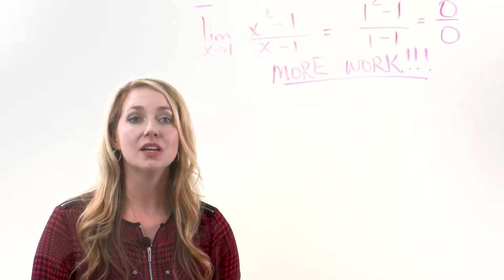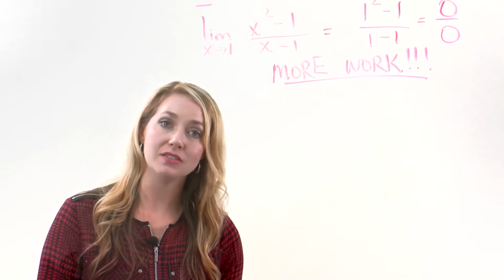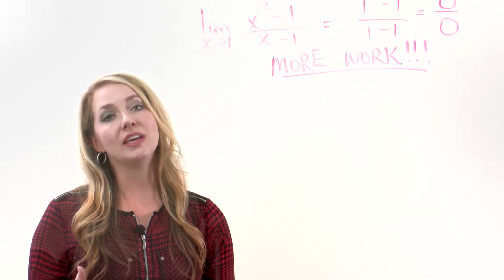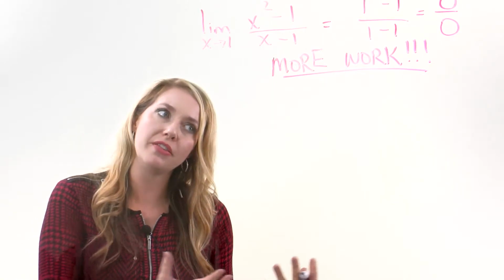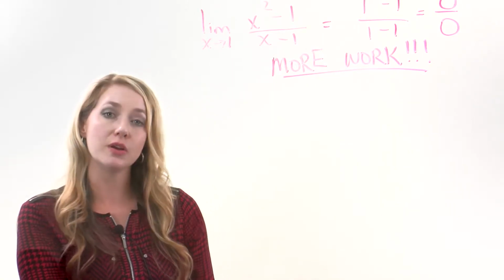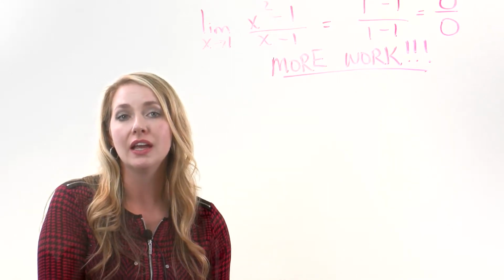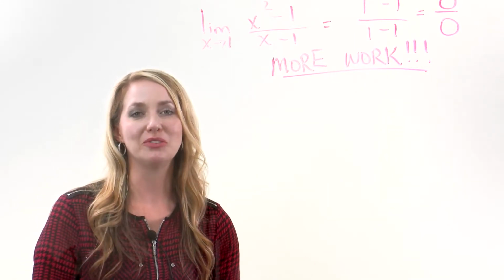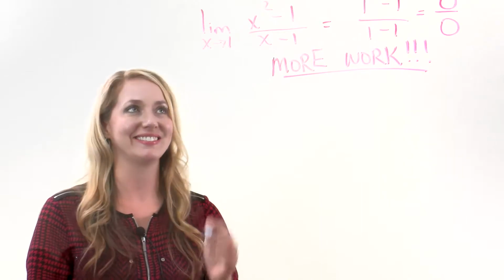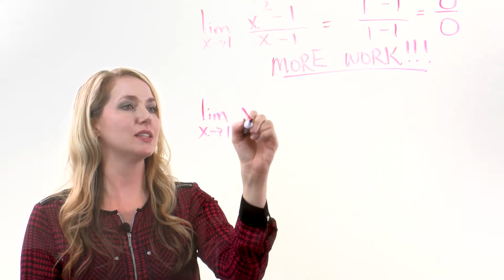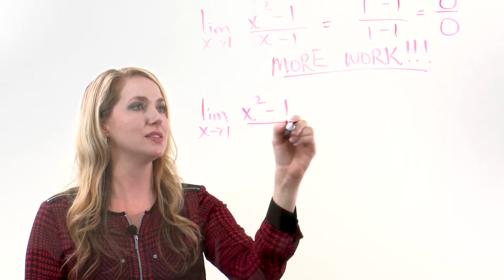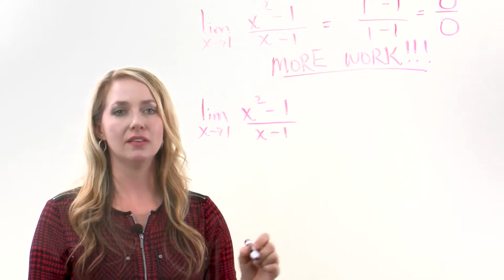When this happens, we need to take an analytical perspective on the function and see if we can analyze the function in a way that reduces it to perhaps another function that is equivalent everywhere except at one value, and then apply our approach of if you can plug it in, plug it in. So let me start over. The limit as x approaches 1 of x squared minus 1 over x minus 1.